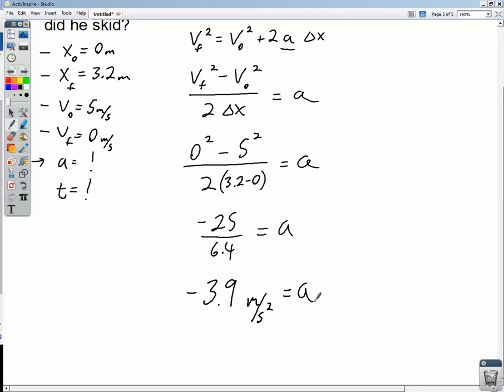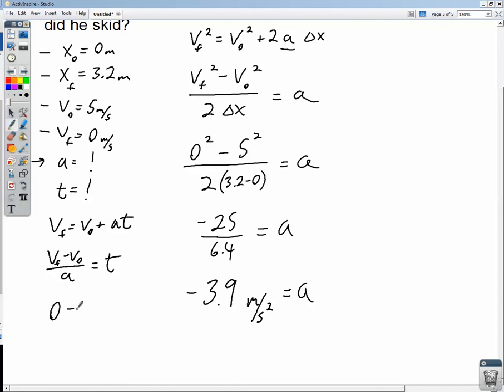Next, I need to find the time. I can use the simplest kinematic equation. V final is equal to v naught plus a times t, now that I know a. So solving for the time, we have v final minus v naught over a is equal to t. Plugging in what we know, we've got 5 minus 0 all over negative 3.9. And I did that backwards. The signs matter. I was going to get a negative time there, and that's never a good thing.